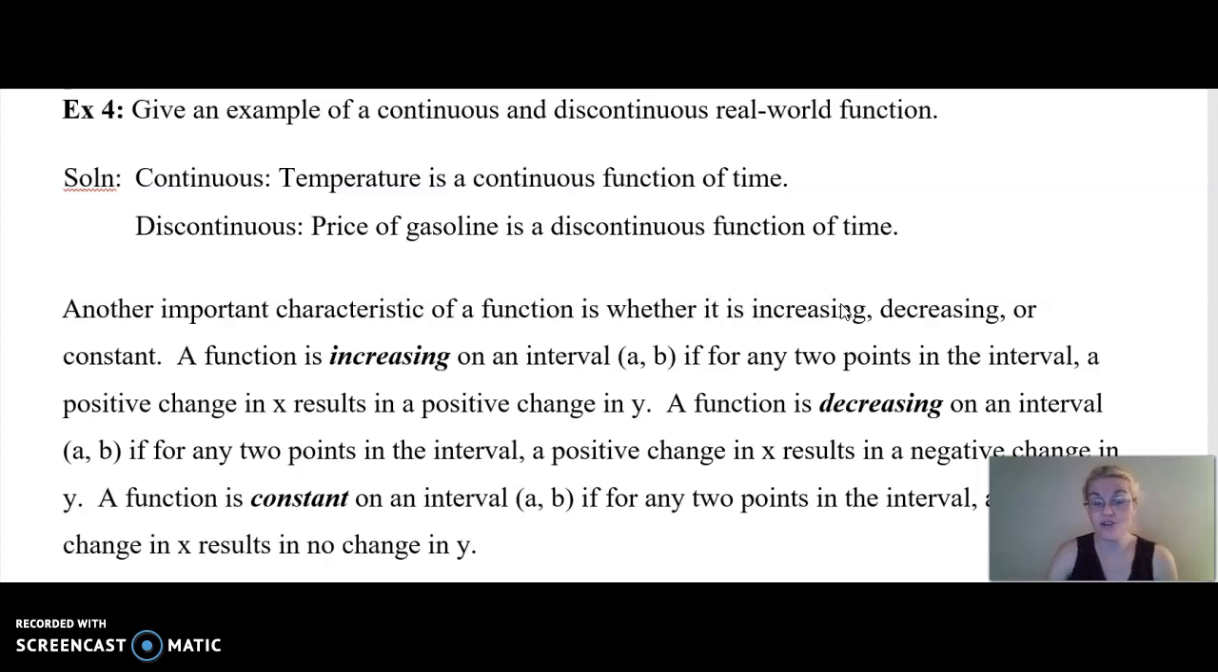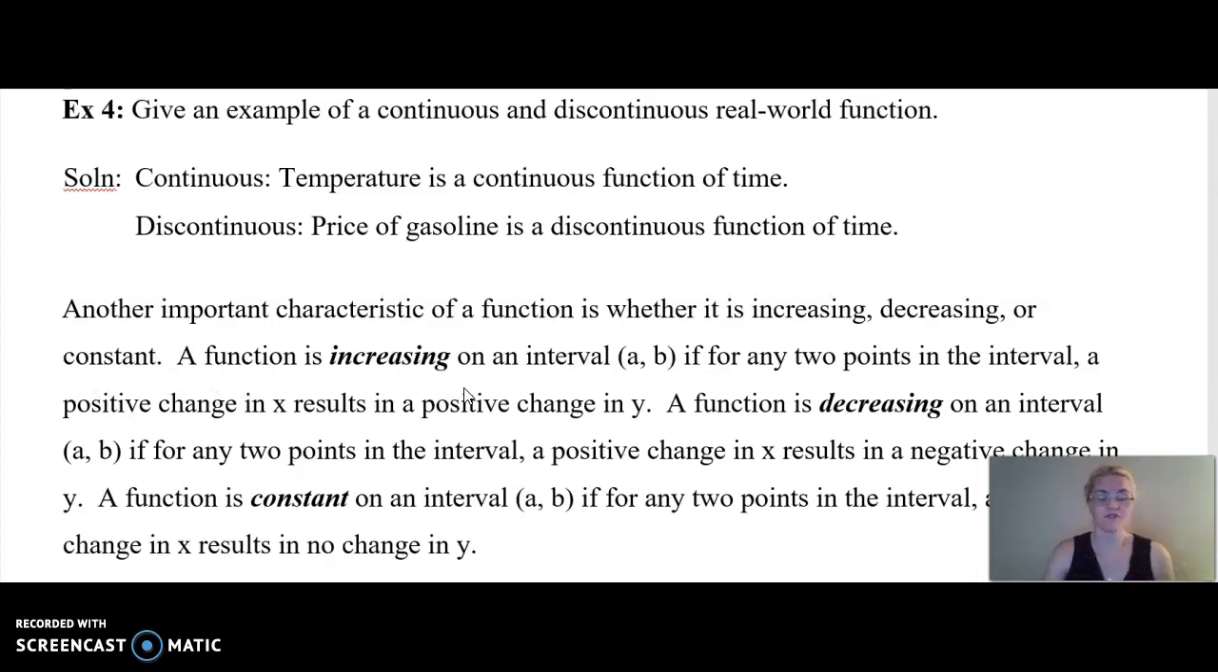Is the function increasing, right? As x increases, is f of x increasing? Is the y value increasing? Is it decreasing? As x increases, is f of x decreasing, or is the y decreasing? Or is it straight up constant, a horizontal line? Again, vertical lines, not functions. Horizontal lines, functions. And horizontal lines are constant.